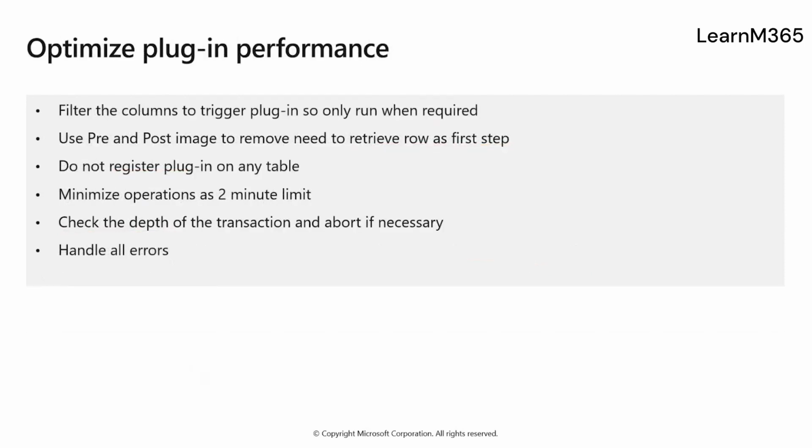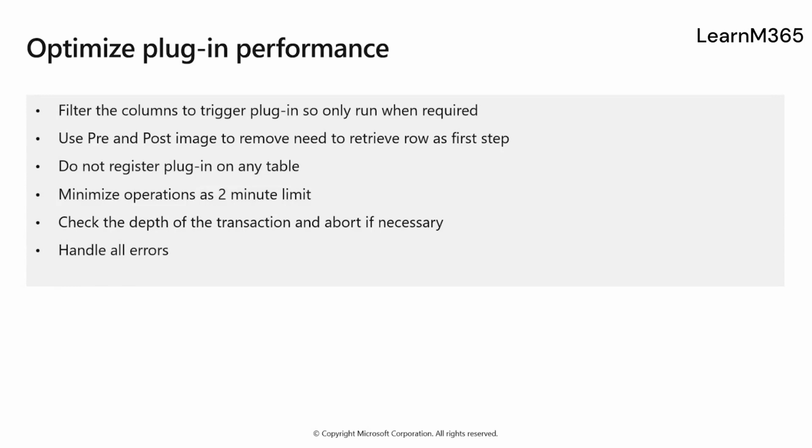Okay, so now we are talking about optimizing the plugin performance. One thing which we have already learned is that a well-written plugin is good, right? So how do we have optimized plugin performance? The first option says filter the columns to trigger the plugin, so it only runs when required.